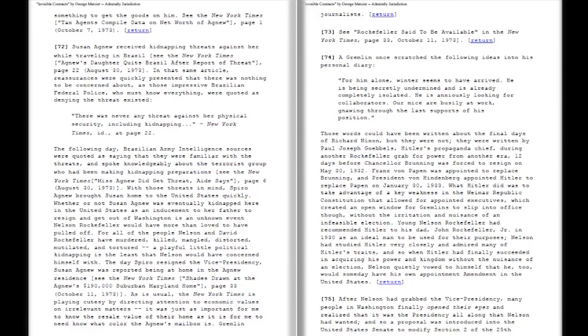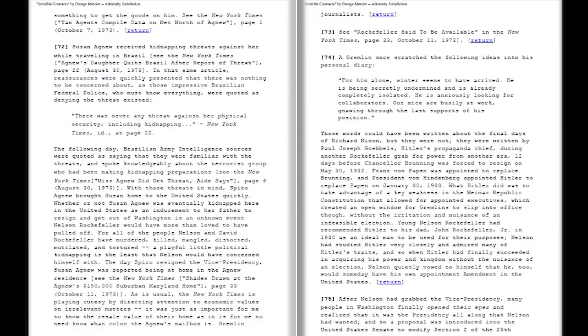The day Spiro resigned the vice presidency, Susan Agnew was reported being at home in the Agnew residence. See the New York Times. Shades drawn at the Agnew's $190,000 suburban Maryland home, page 33. October 11, 1973. As is usual, the New York Times is playing cutesy by directing attention to economic values. On irrelevant matters, it was just as important for me to know the resale value of their home as it is for me to need to know what color the Agnew's mailbox is.